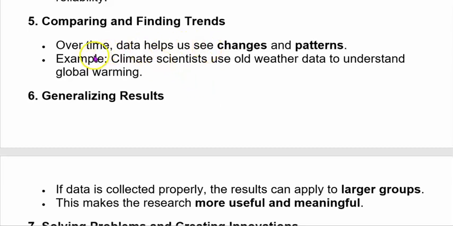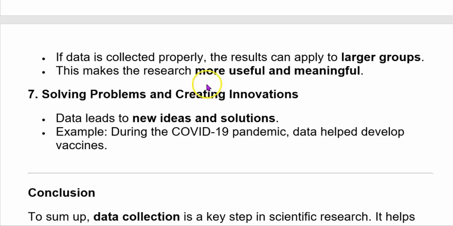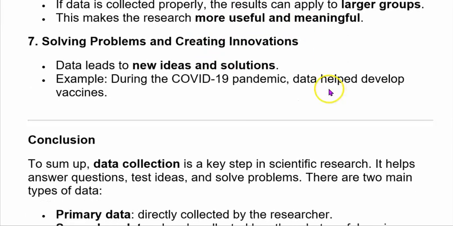Comparing and finding trends. Over time, data helps to see changes and patterns. Example: climate scientists use old weather data to understand global warming. Generalizing results. If data is collected properly, the results can apply to larger groups. This makes the research more useful and meaningful.